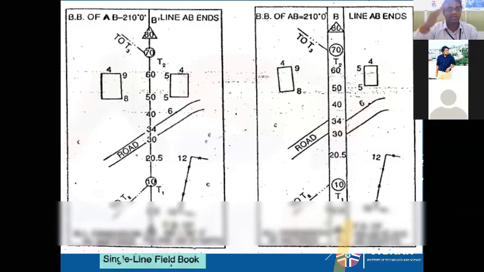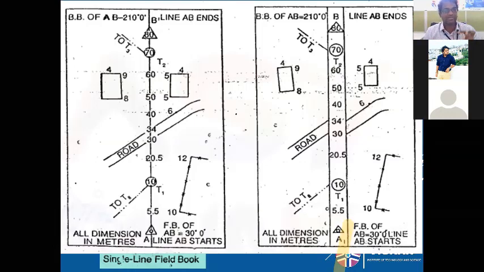Now the chain run is done. You can see I'm talking about the left hand side figure. From 0 to 80 it is there. On the right side there are some figures. So the road crosses first on the chain. Then the numbers represent the meters, 10 meters, 20.5 meters, 30 meters, 34 meters. So you can say that between 30 meters and 34 meters the road goes, right? Between 50 and 60 you have buildings on either side, right?